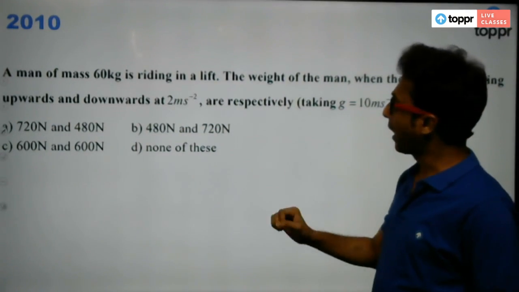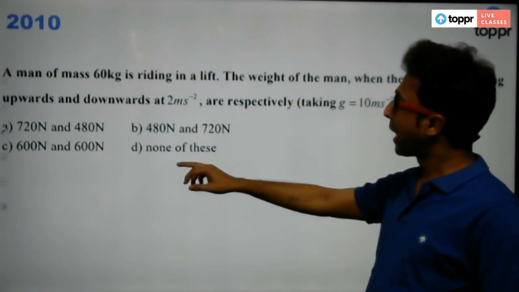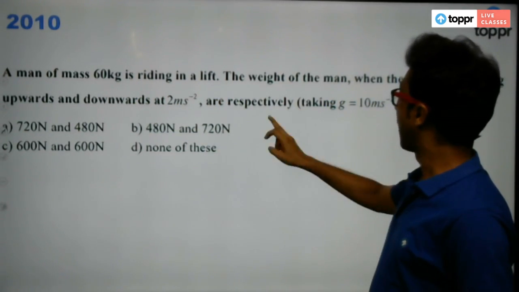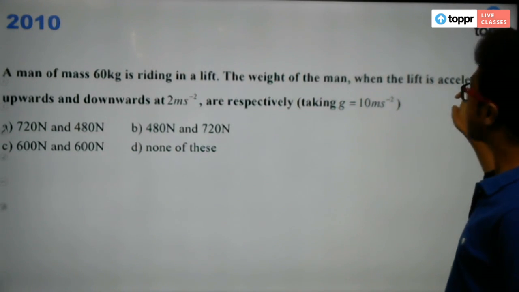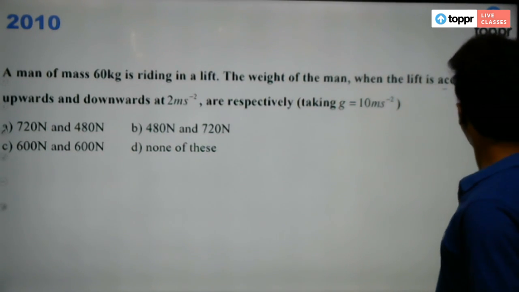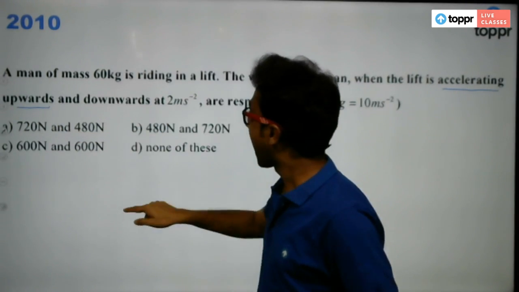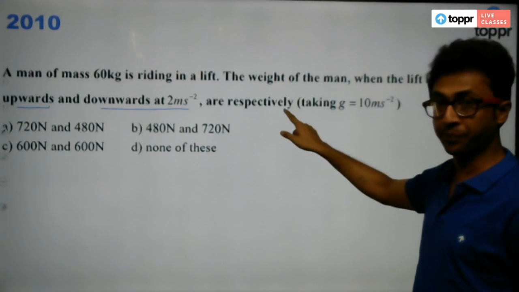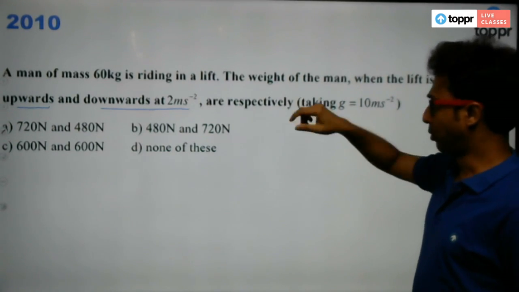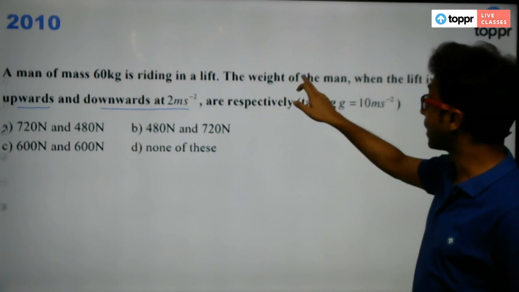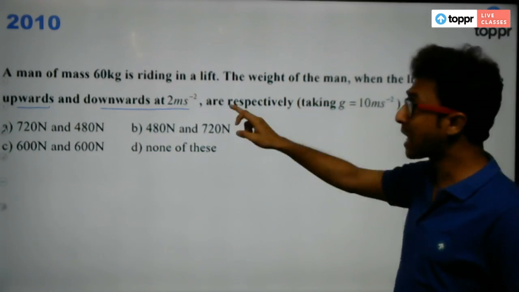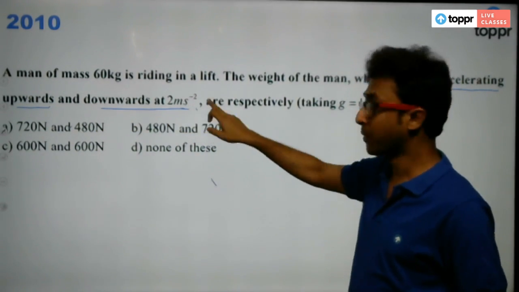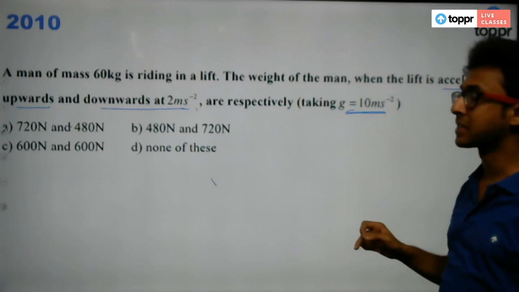Okay, I'll start with the first problem. A man of mass 60 kg is riding in a lift. The weight of the man when the lift is accelerating upwards and downwards at 2 meters per second square are respectively. So we have to find out the weights of the man when the lift is accelerating upwards and downwards with an acceleration of 2 meters per second square. We have to take g equal to 10 meters per second square.